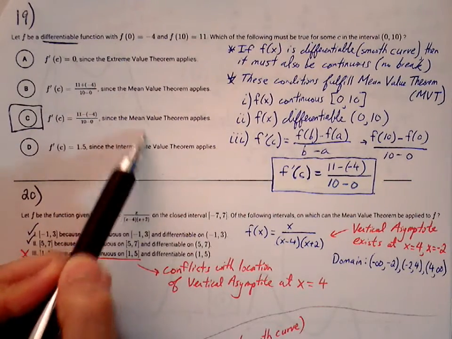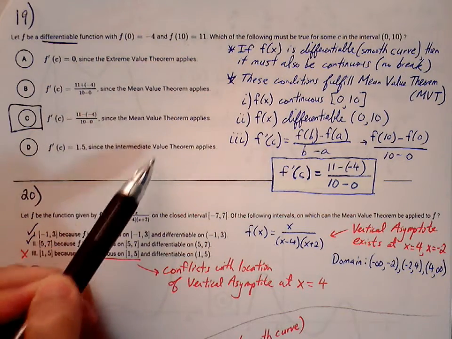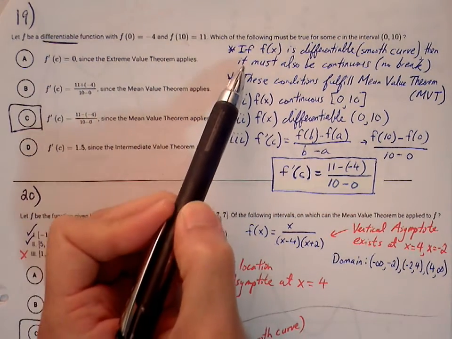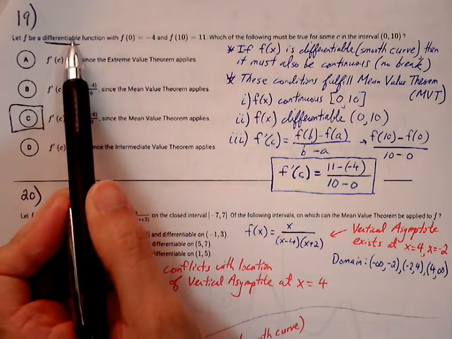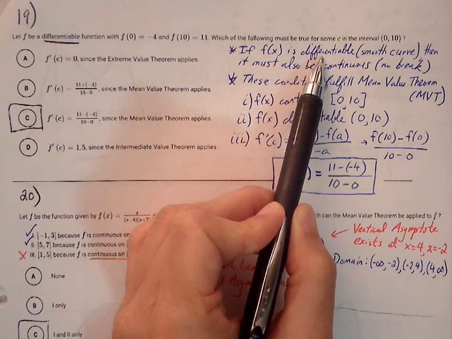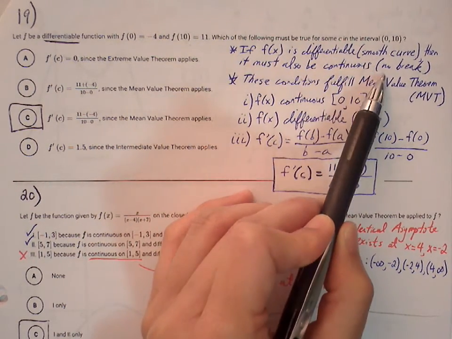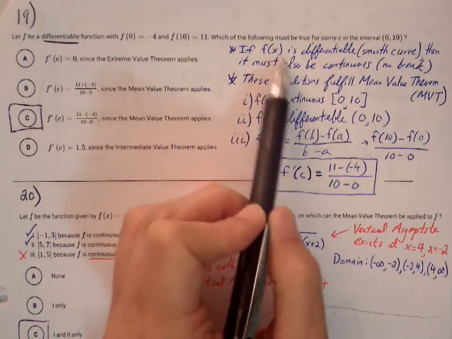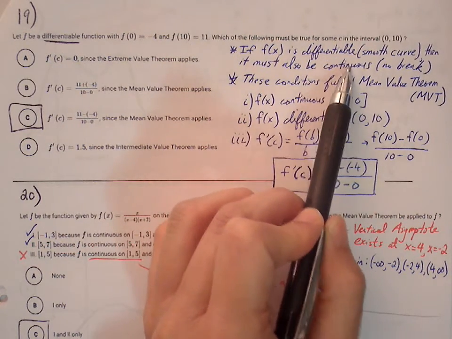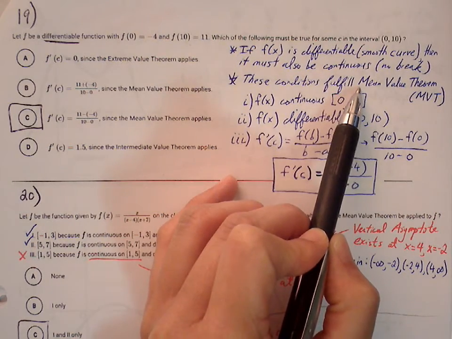All these are referring to some sort of theorem: extreme value theorem, mean value theorem, and IVT. So let's consider what we know about this graph. A graph is differentiable, meaning it's a smooth curve, then it must also be continuous. That means no breaks in the graph. Both these statements are the conditions needed to fulfill mean value theorem.